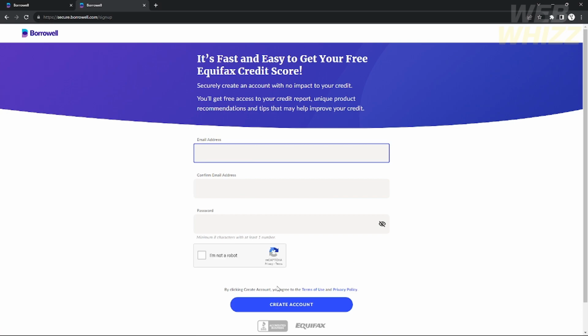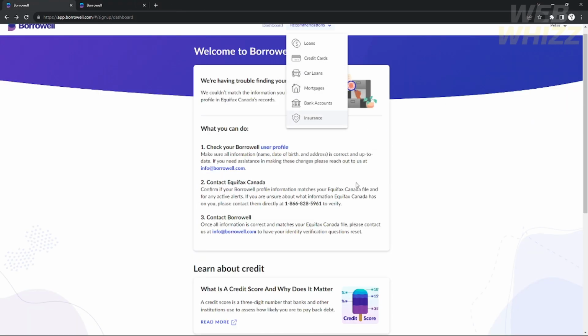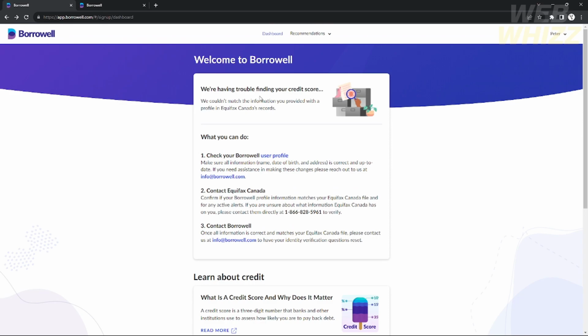After you create an account, they will require you to add other important information, such as your address, country, city, street number, postal code, everything, because they will use that to find your profile at the official credit bureau. So make sure that you input accurate information about yourself, or else you will have this trouble.